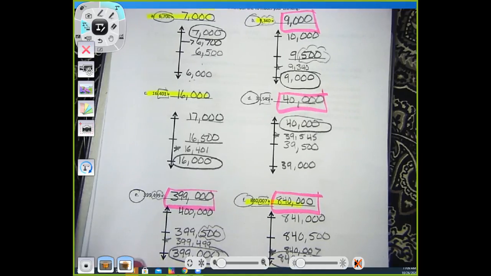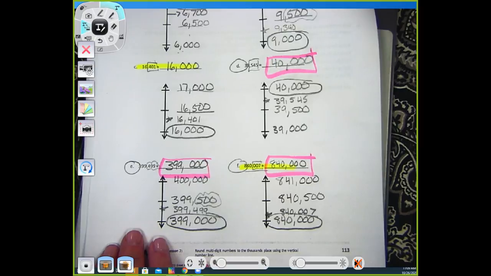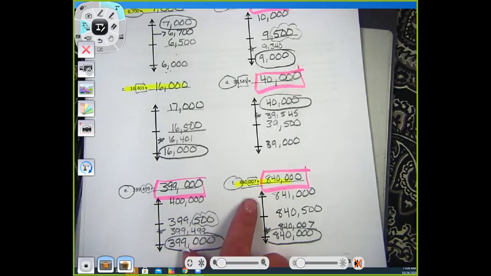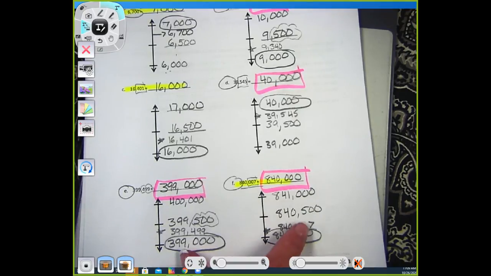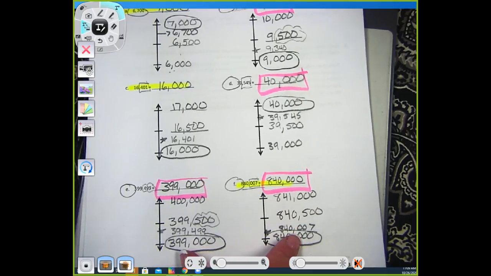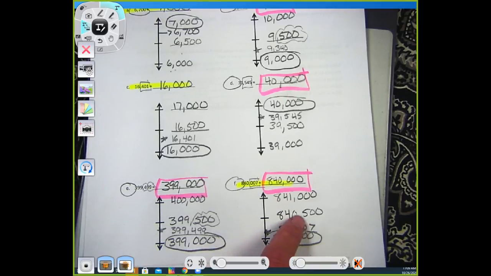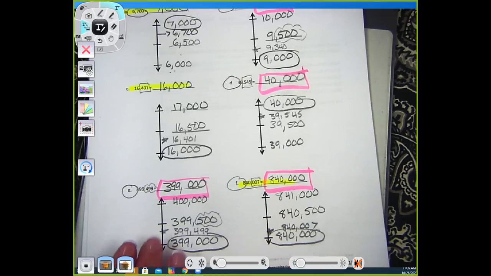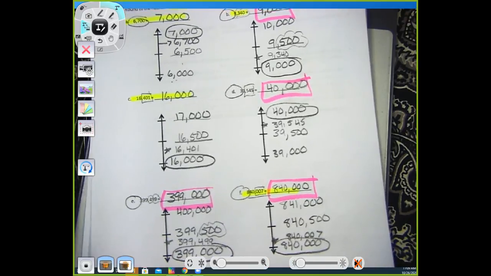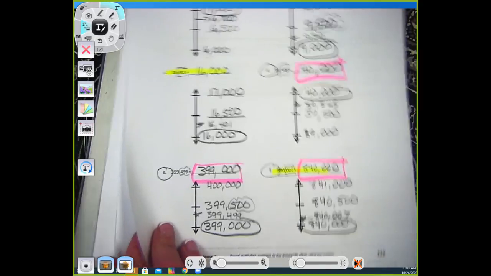On F, it must have been rounding up because 7 rounds up. Oh, but remember, we're rounding it to the nearest 1,000. So this one, it's below our midpoint, so it would be rounded down to 840,000. Yep. Mrs. Miller, what if we don't have the next page? That's okay. Just stay with me.